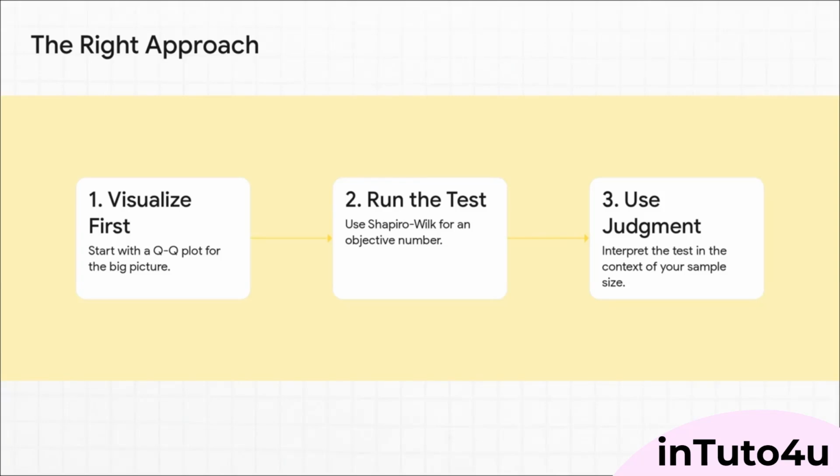What's the procedure for a good data detective? It's simple, just 3 steps. 1. Always visualize first. Always. Start with a QQ plot and see what your eyes tell you. 2. Then run the Shapiro Wilk test to get that objective number.